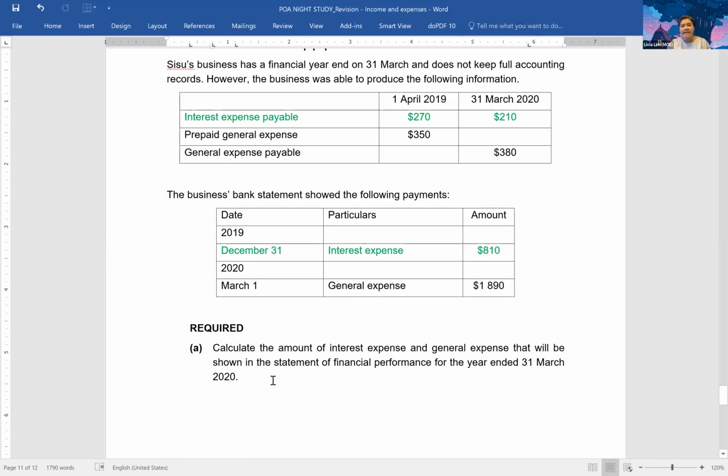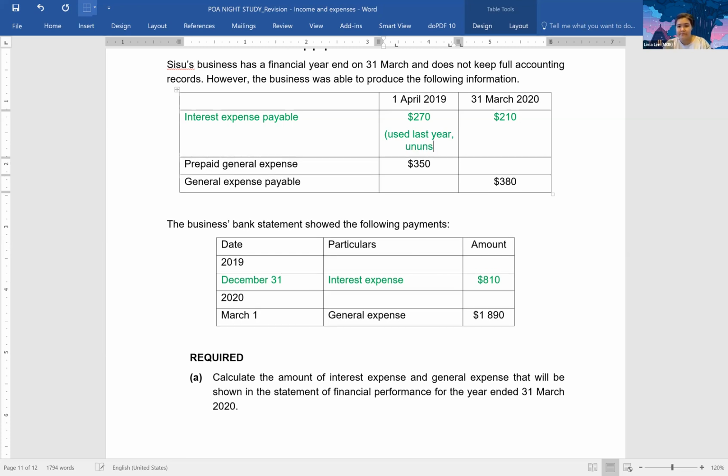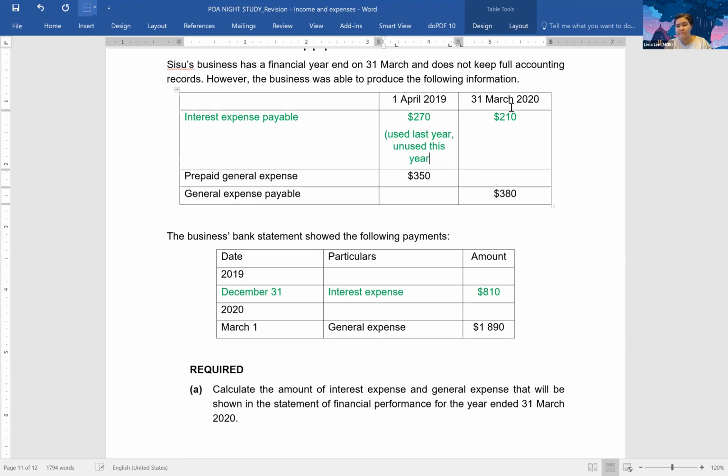Okay, so let's go through the answer. Let's start with the interest expense payable first. Since this is an expense that is payable, it means that at the beginning of the year, you have to pay it. Meaning last year it is a payable. Why do you need to pay it? Because you used it last year. This year, you never use it. Since you never use this amount this year, you are going to record it as a minus.